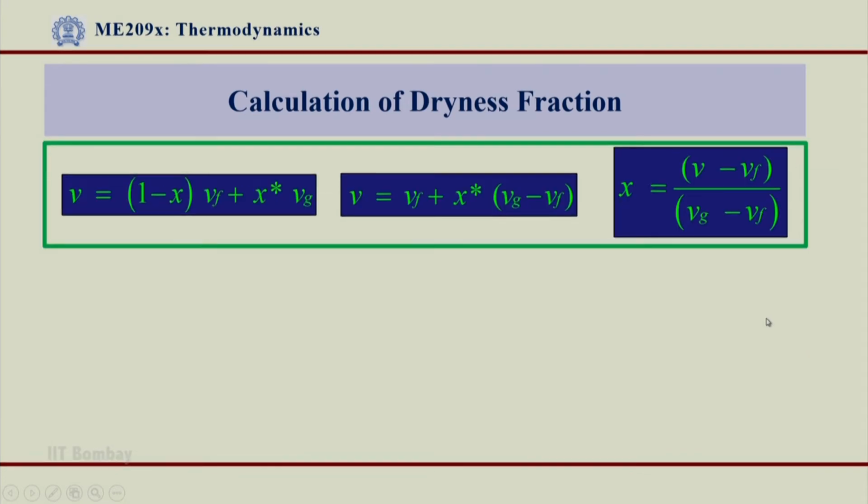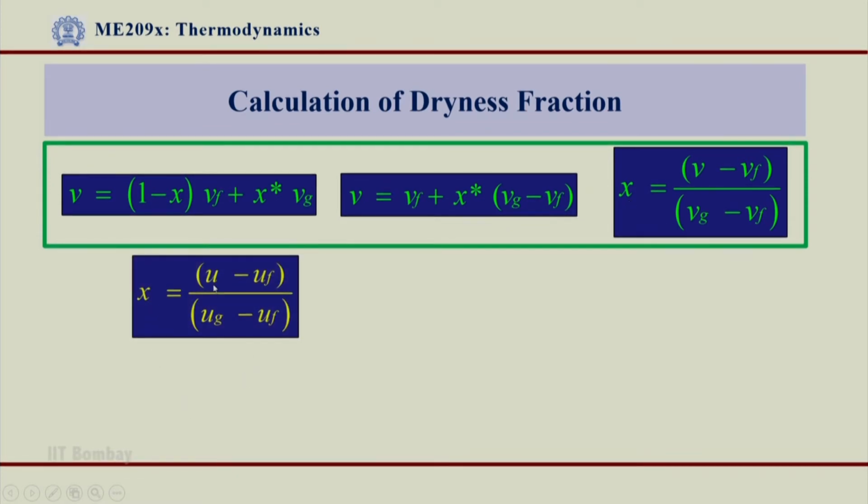Now, if I carry on further, I can apply the same thing for different properties: for enthalpy, for thermal energy, for entropy, and I will get similar expressions. So, x would remain the same, but the values of x can be calculated from any property. For example, x is equal to u minus uf upon ug minus uf.